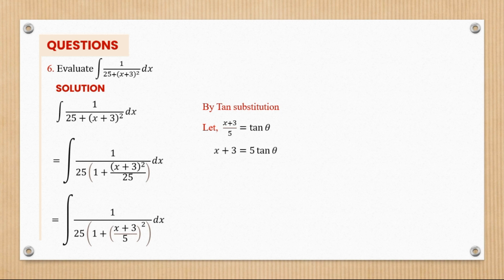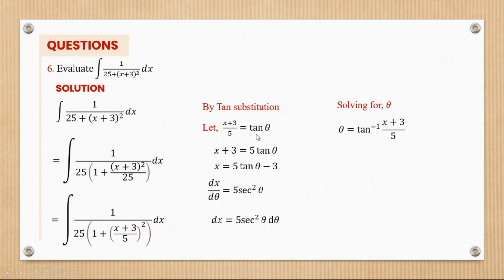So x plus 3 is equal to 5 tan theta if I make x plus 3 the subject. So x shall be equal to 5 tan theta minus 3. Alright, so when I find the derivative of this, I'll have dx d theta being equal to 5 sec squared theta. So if I make dx the subject, dx shall be equal to 5 sec squared theta d theta. Now let's solve for theta. So you can see from right here that theta shall be equal to tan inverse of x plus 3 over 5.